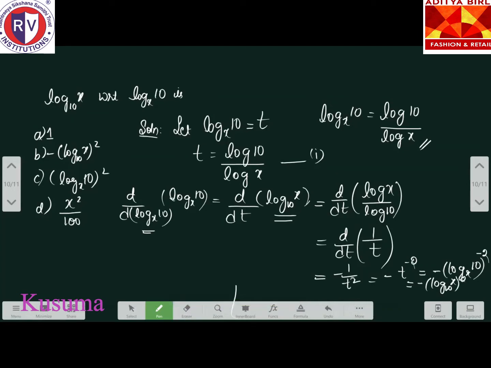Ma'am, can you repeat it from the d by dx of log x, log 10 to the base x, ma'am? This step. Yes, ma'am. Okay.